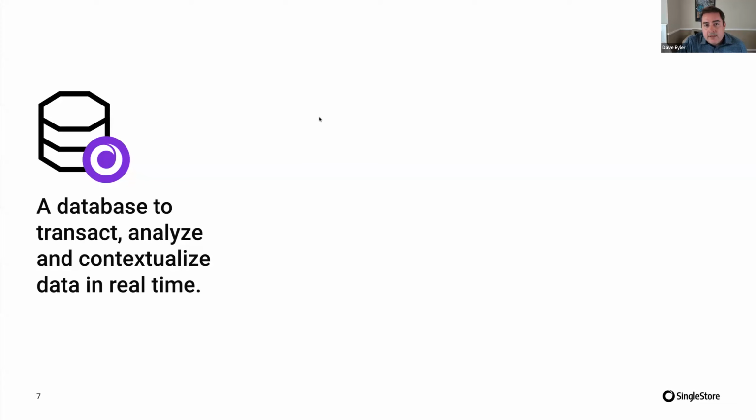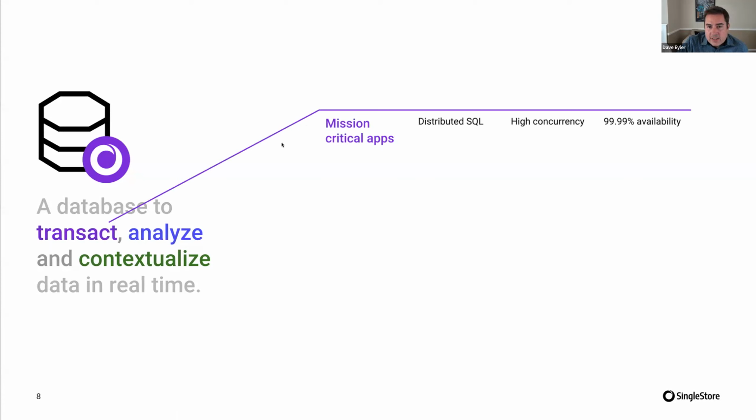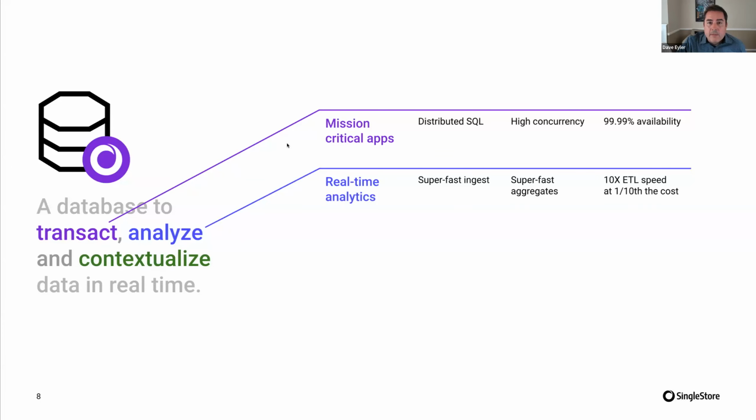SingleStore is a database to transact, analyze, and contextualize data in real time. Let's tease that apart, shall we? Transact, analyze, and contextualize. What do I mean by transact? I mean, we can do fast reads and writes. We're a distributed SQL database. So you've got a single endpoint. You can scale out as much as you want without worrying about sharding or things like that. We can handle as high concurrency as you need, 4 nines of availability. You can trust us with your mission critical apps. I'm talking about analyze.